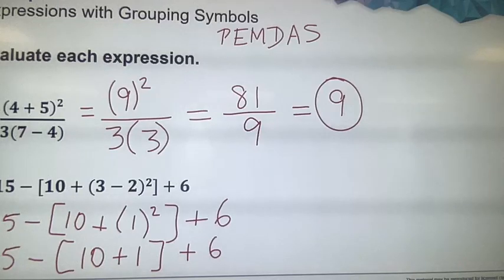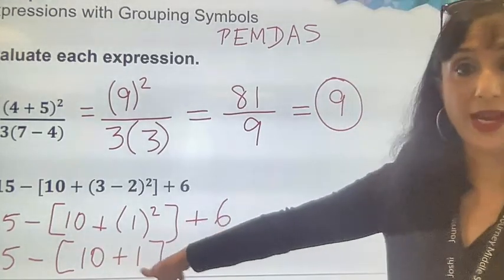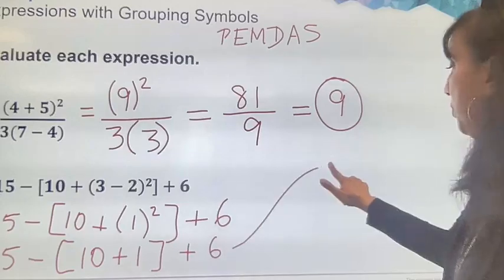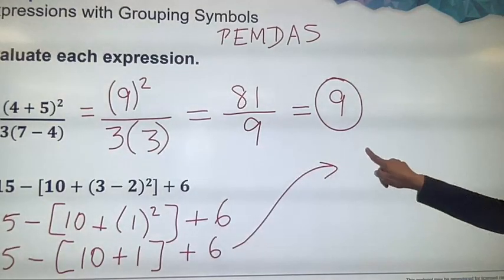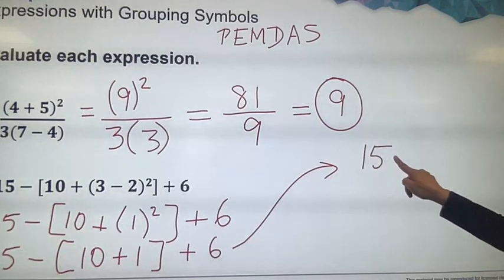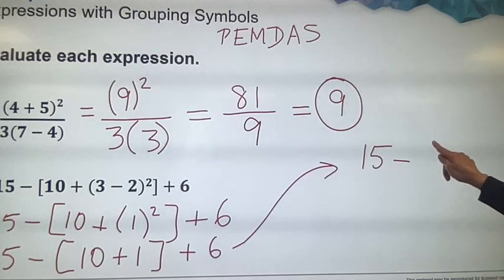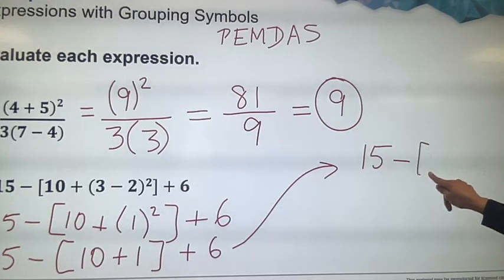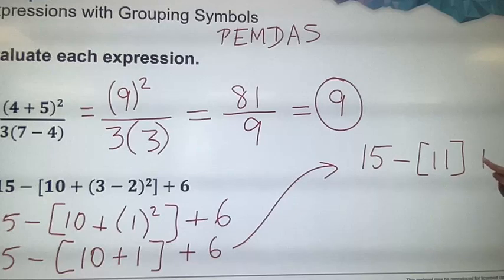So after that, I am going to add, because that is still within brackets over here. So let me put it here. This is now going to become 15 minus, what is 10 plus 1? I get 11, right? And so this is here, this is 11. And I have plus 6.